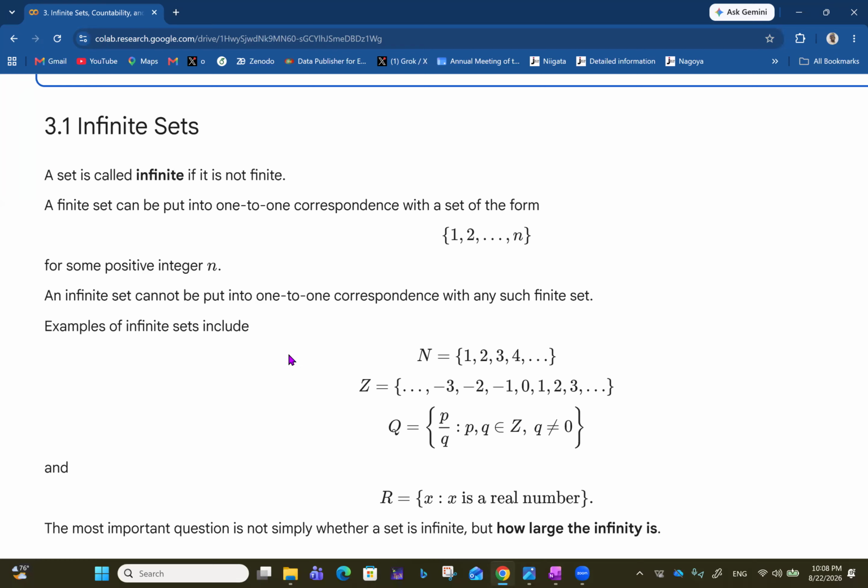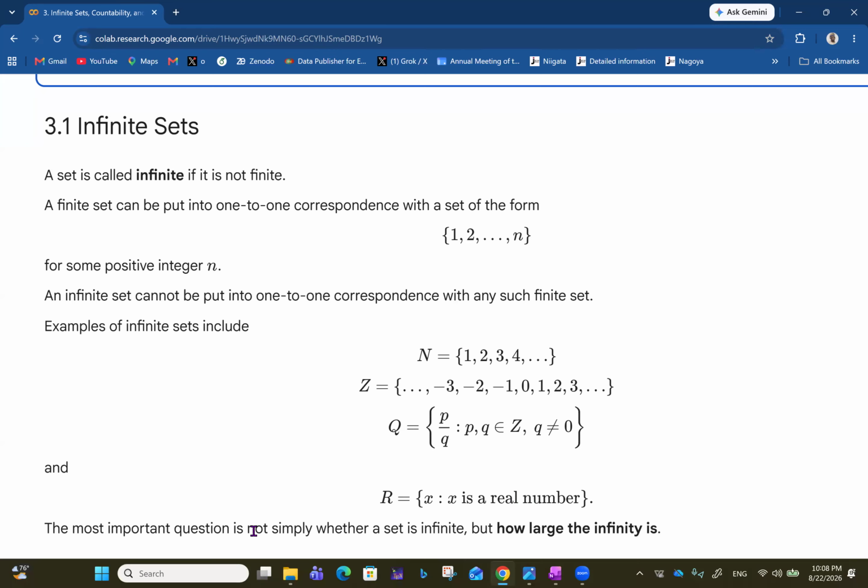Examples of infinite sets include the set of natural numbers, the counting numbers starting from 1: 1, 2, 3, 4, 5, 6, and so on. Then, of course, you have the integers, positive and negative numbers, including 0. Then you have the rational numbers, which are ratios of two integers, p over q, where p and q are integers and q is not 0, so that this can be defined. And of course, the set R is also infinite, because it is the set of all real numbers, the collection of all x such that x is a real number.